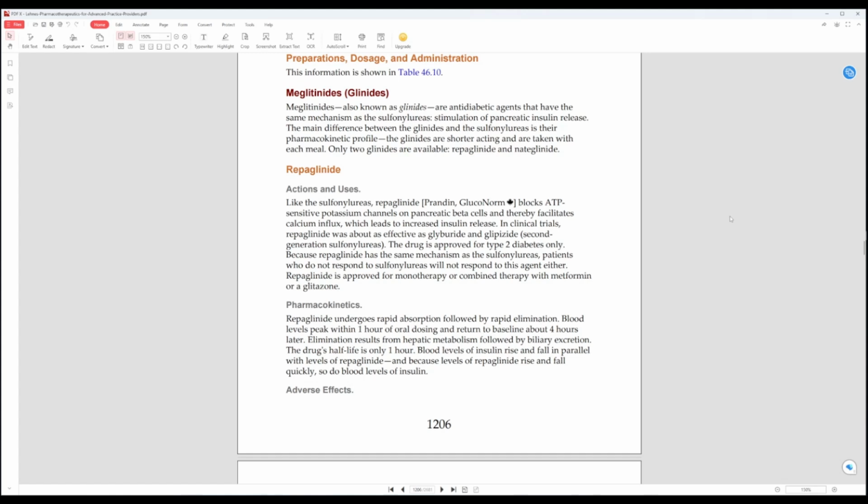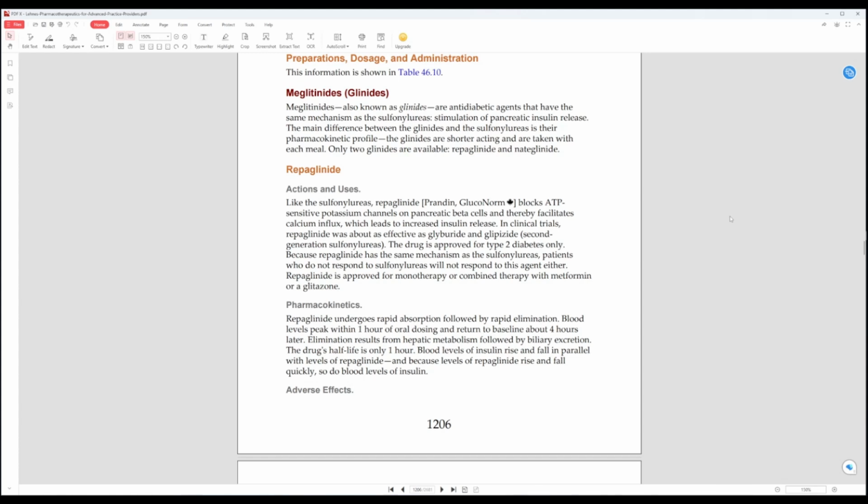Your meglitinides, your glinides, I'm going to call them glinides, are antidiabetic agents that have the same mechanism as your sulfonylureas, the stimulation of pancreatic insulin release. The main difference, however, between the glinides and the sulfonylureas is their pharmacokinetic profile. The glinides are shorter acting and are taken with each meal.